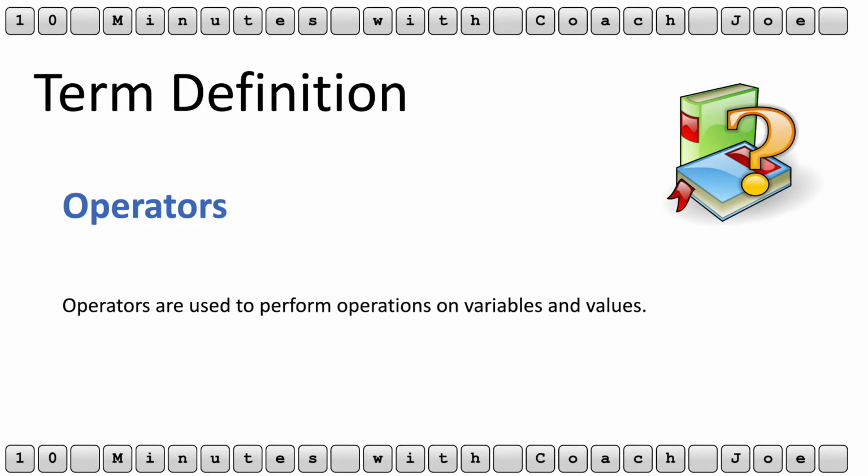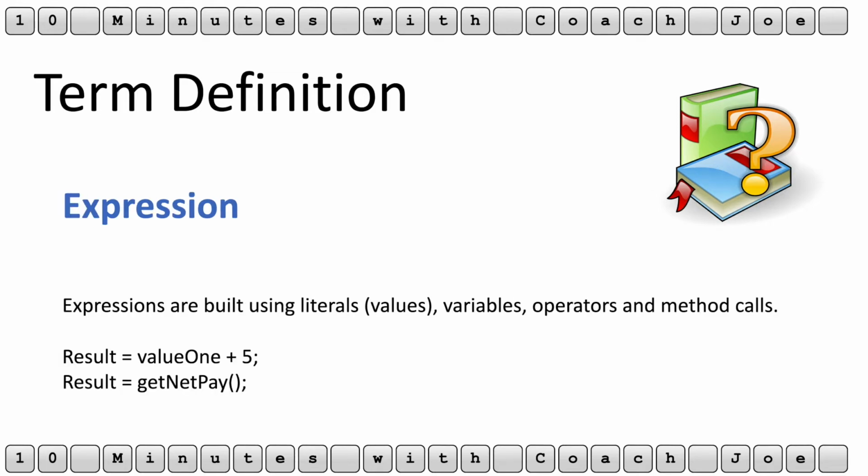Operators are used to perform operations on variables and values. Those operations can be in the form of expressions or conditions. Expressions can produce a value, assign a value, and possibly do nothing, like in the case of a void method call. In this lesson, we will focus on expressions producing a value in the form of a mathematical equation.